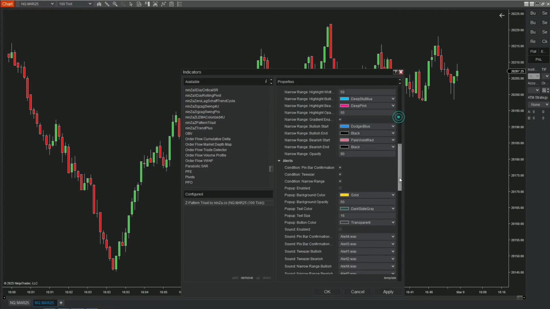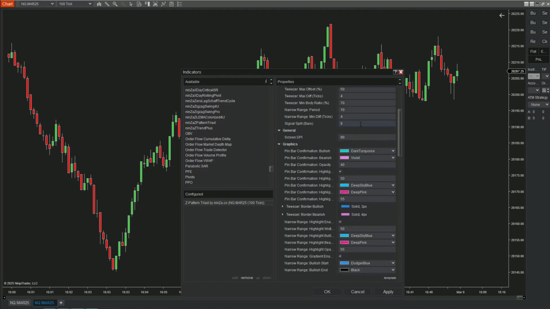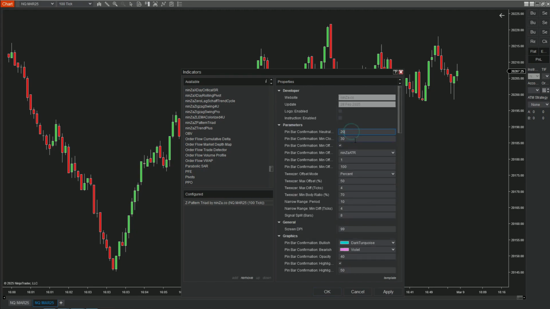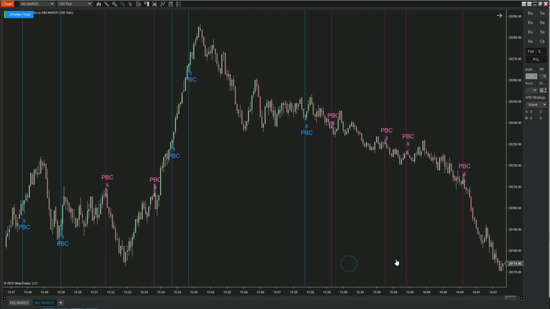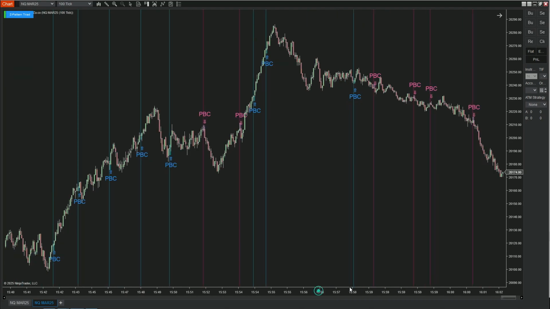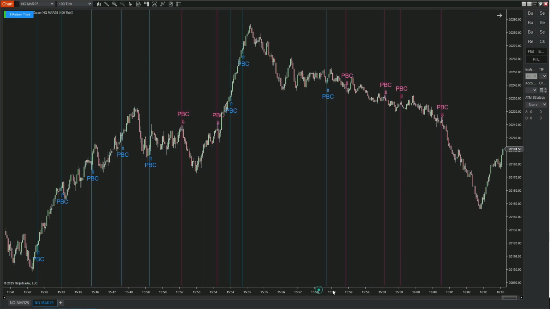First, let's discuss the first pattern provided by the indicator, pin bar confirmation. I will adjust a few settings to better fit my trading strategy. Regarding the pin bar candlestick pattern, I believe most of you are already familiar with it, as it is one of the most frequently occurring patterns during price movements.